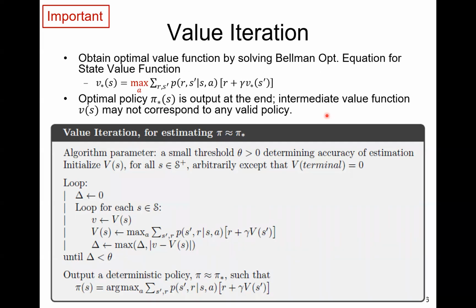So for value iteration, you obtain the optimal value functions by solving the Bellman optimality equation for the state value function. So notice you have the max over a instead of the expectation over a. And then after you have converged, again with the threshold of theta, you can output the optimal policy by taking the argmax of the Q(s,a). So the intermediate value function V(s) may not correspond to any valid policy.